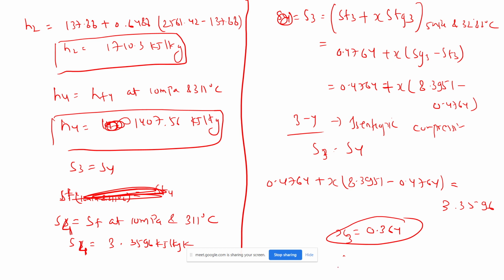Therefore, we can directly calculate H3 is equal to HF3 plus X3 into HFG3. Should I write the answer directly? You can put the values directly. So what answer do you get for H3? Can anyone tell? 1019 kilojoule per kg. Now we have got the enthalpy of all the points.